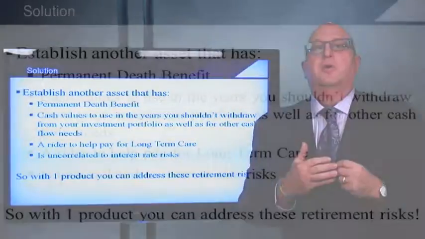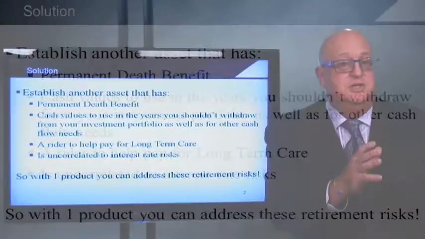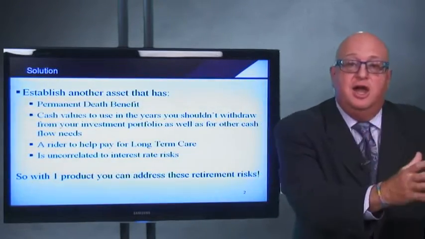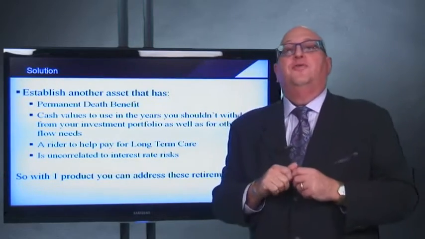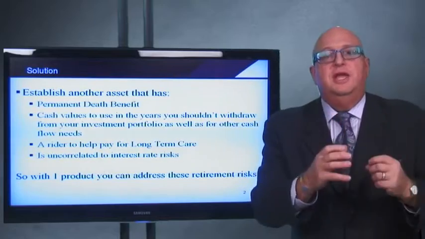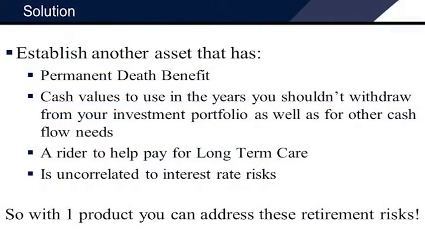Also, the product that we're going to highlight has cash values. And those cash values we can use in the years you shouldn't withdraw from your investment portfolio so that we can create the scenario in the video that we went over on market volatility where your portfolio rebounds and you don't go down to the $900,000, you have your portfolio go to the $3.3 million, because we have another place to pull the money out of, and that's the cash values of the life insurance.